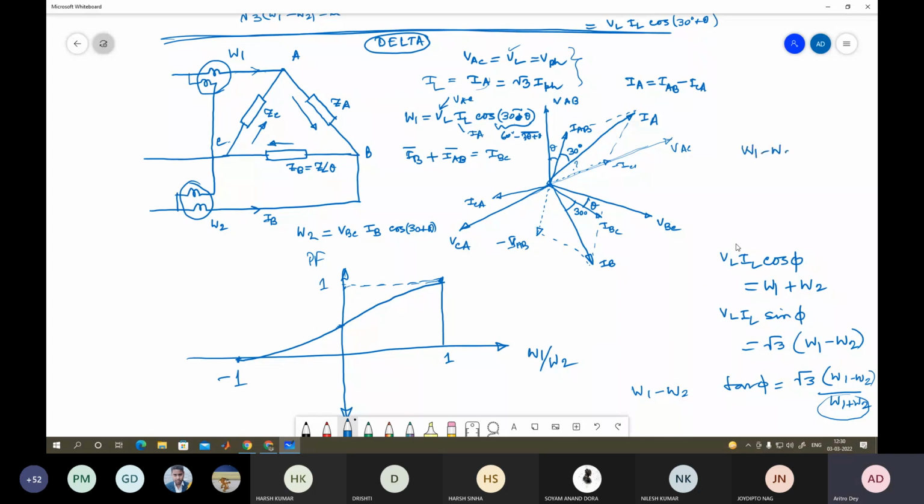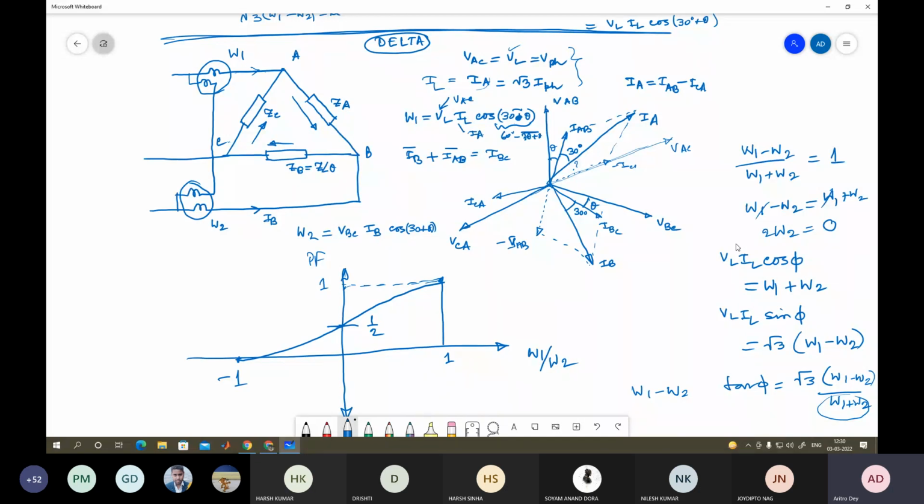W1 minus W2 equal to 1. So W1 minus W2 is equal to W1 plus W2. So you get one wattmeter reading to be equal to W2 equal to 0. So when W2 becomes 0, then you get your power factor to be half. So it is like this. Depending on the ratio, you will get your power factor.